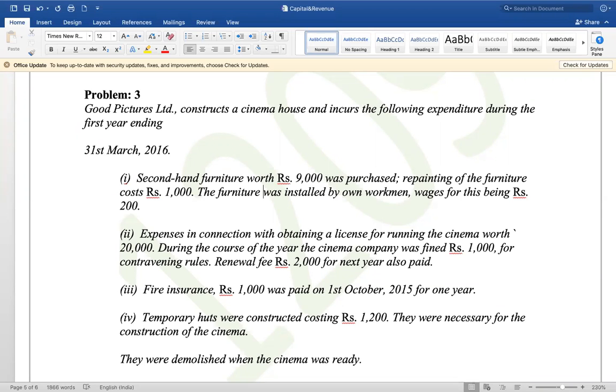This is important. Making a distinction between these items is important because you have to prepare the profit and loss account and balance sheet.